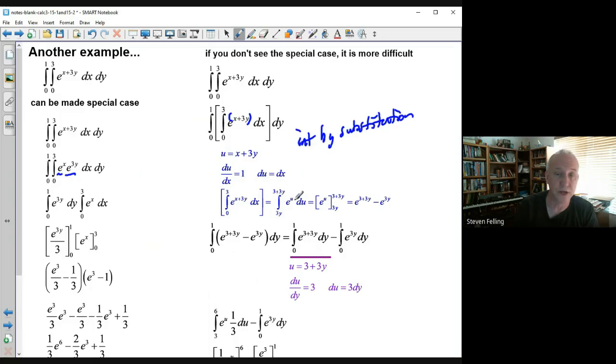So when we do the antiderivative here, we get the copy e to the u, but then we have to plug in 3 plus 3y minus 3y here. And that becomes the result of the inner integral. So then we take that and now do the outer integral, where we're taking the antiderivative, treating y now as the variable. Okay, and so this can be separated into two separate terms, right? One is e to the 3 plus 3y dy.